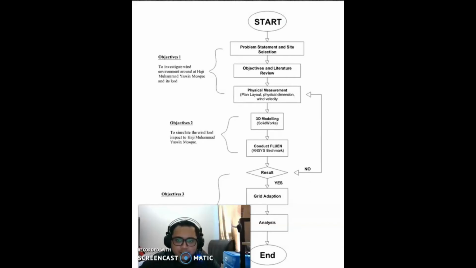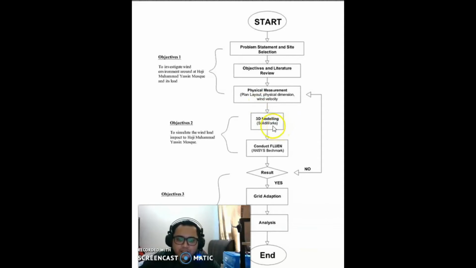For the next presentation, I will present the methodology, which starts with objective one, to investigate the wind environment around the mosque and its roof. I will start with the problem statement and the site selection, which I have already presented along with the objective and literature review. For the physical measurement, I will create a plan layout by measuring the physical dimensions and the wind velocity. It is important because I will use it as data for the next objective, which is 3D modeling.